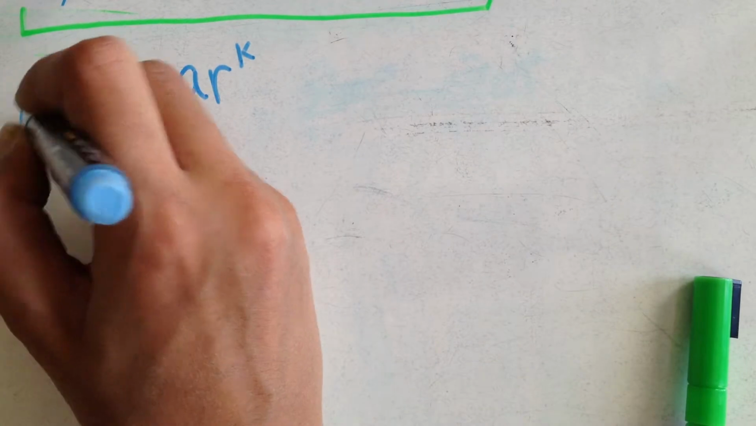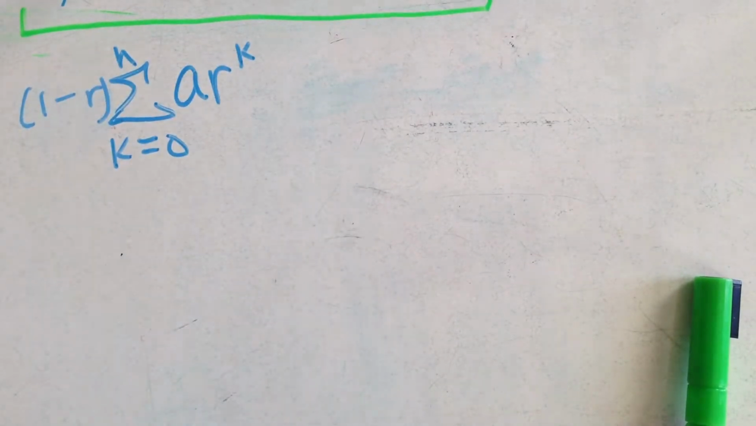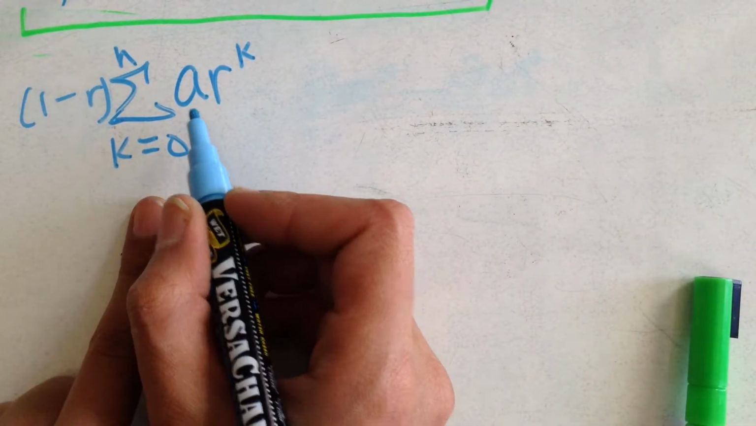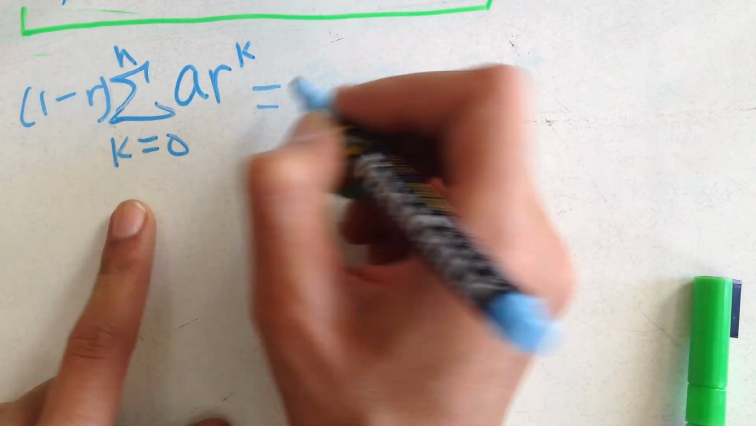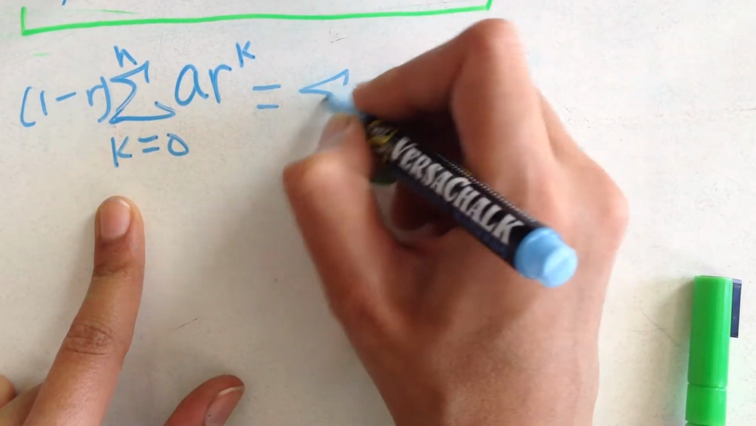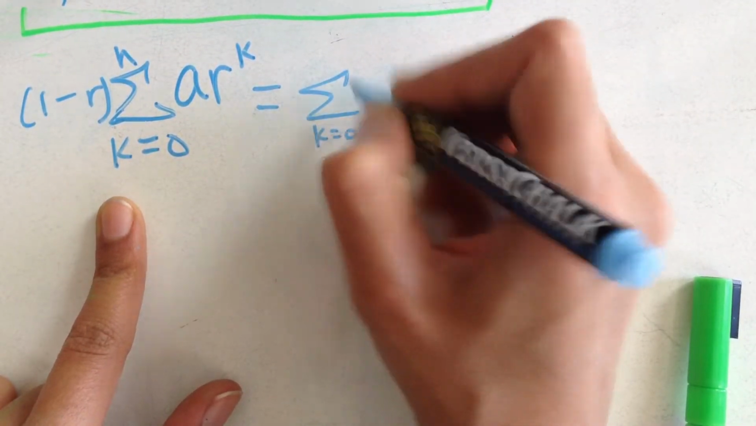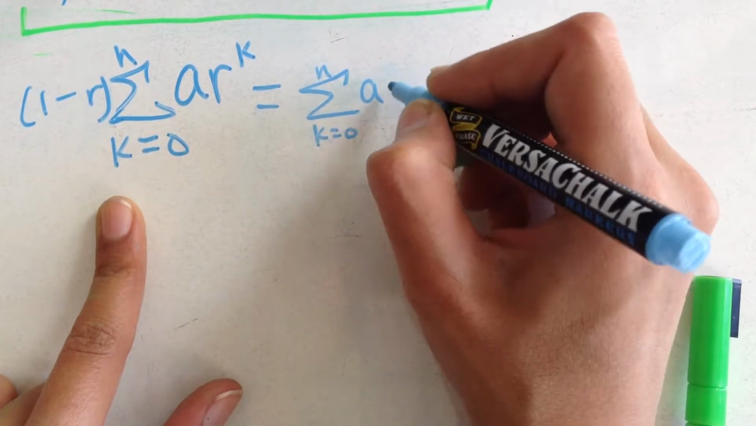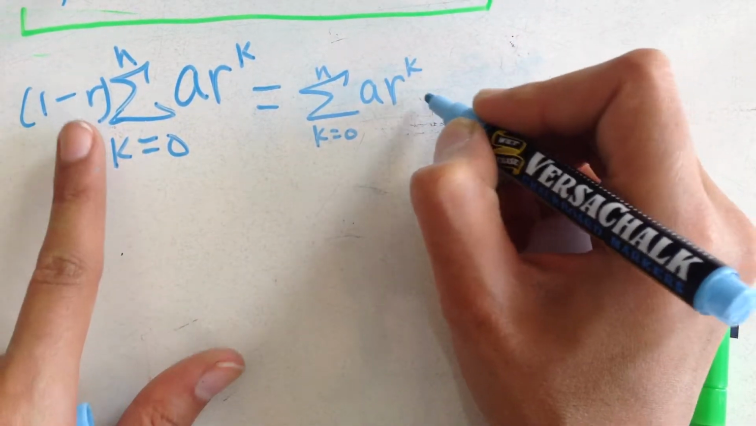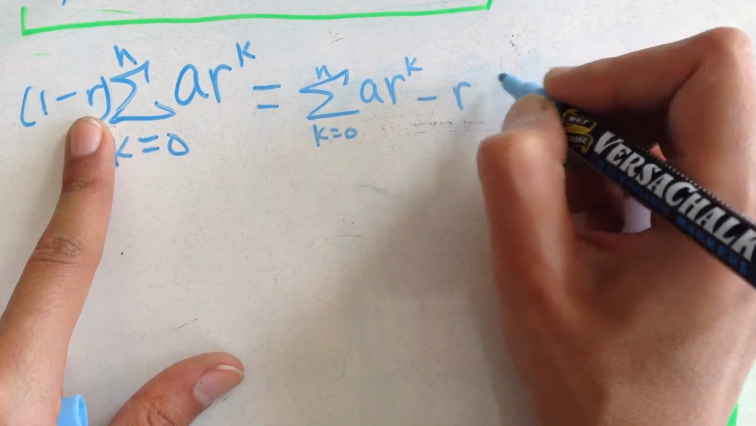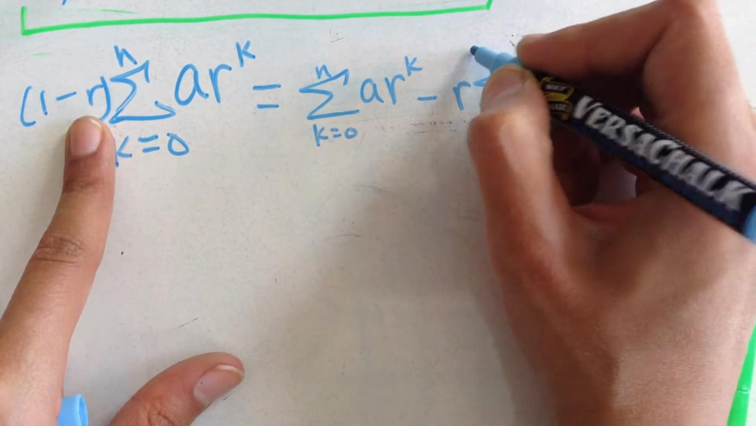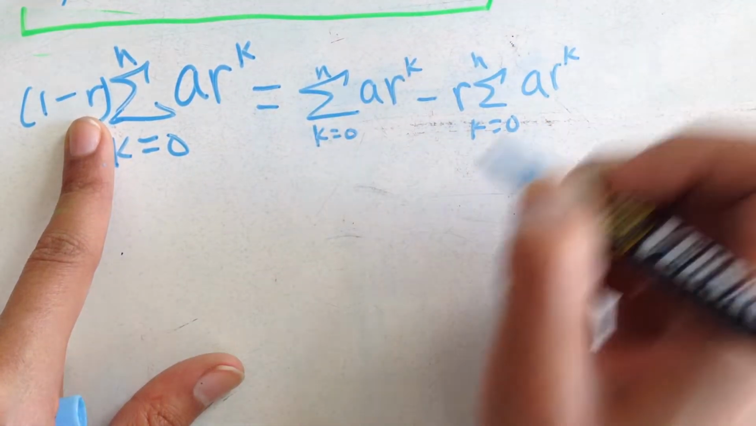So let's multiply this partial sum by 1 minus r and distribute this term to the 1 and the r. So we'll get the sum of k equals 0 up to n of ar to the k, minus r times the sum of k equals 0 up to n of ar to the k.